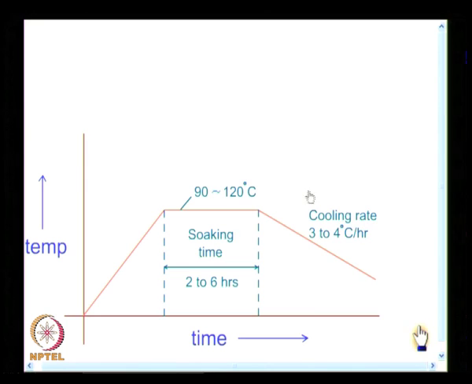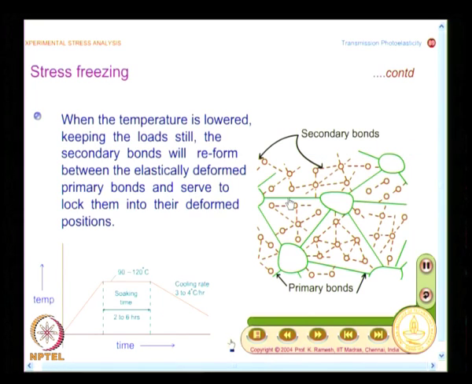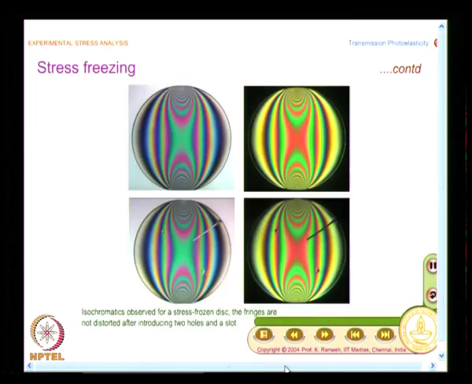Then I put a slot and show the original stress distribution remains unaltered. So, that is the proof of the pudding that stress freezing you can do, and you can also do slicing, and slicing has to be done very, very carefully, that is very important. And in order to do the cooling, what you normally do is you just switch off the furnace. Even the normal furnace cooling is good enough to mimic this, and this is a very, very powerful process, and people have adopted this.